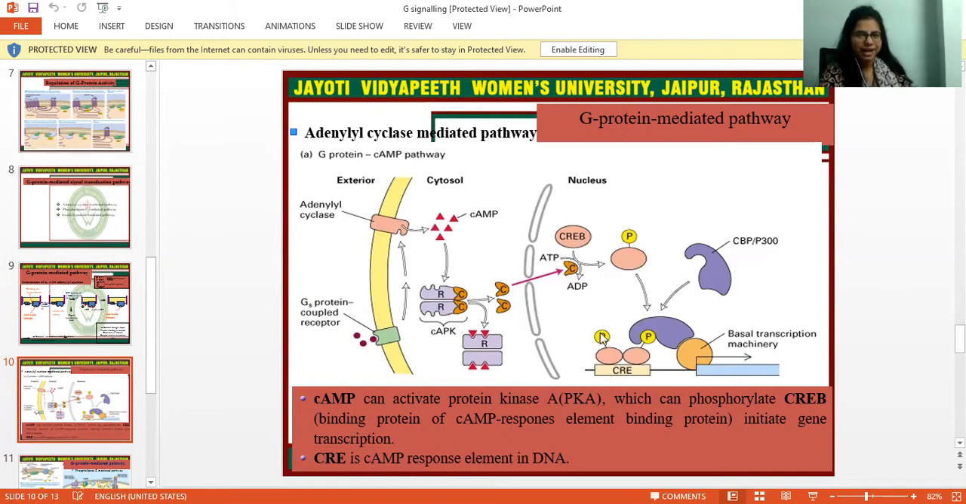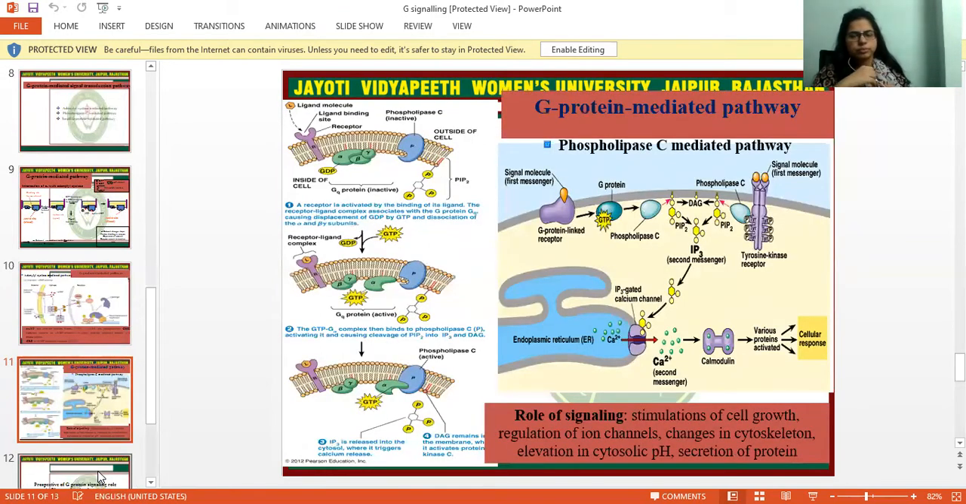When it has been activated, it creates the basal transcription machinery. So this is the adenylyl cyclase mediated pathway. Next one is the phospholipase C mediated pathway. Here you can simply see this is the phospholipase C, which is inactive in form. And this one is the receptor, and this one is a G protein, which is inactive.